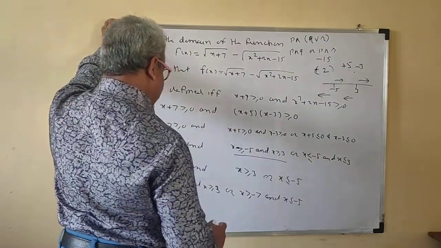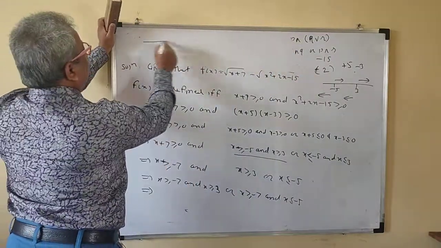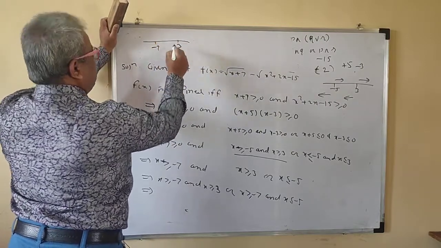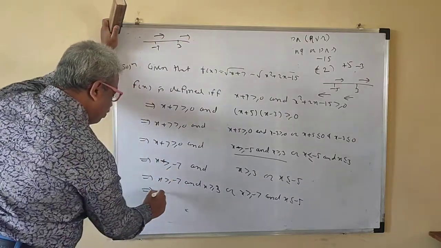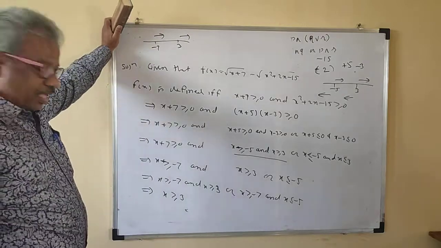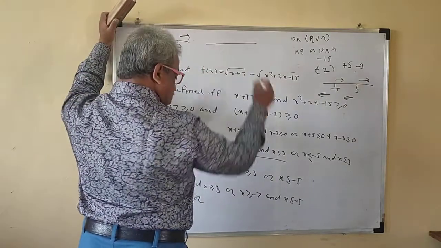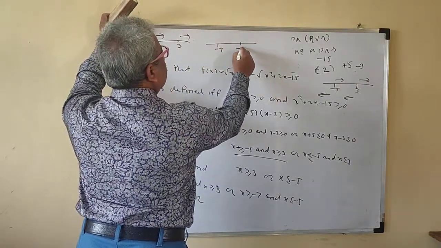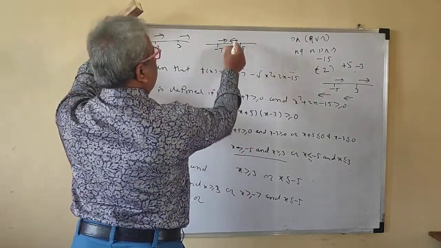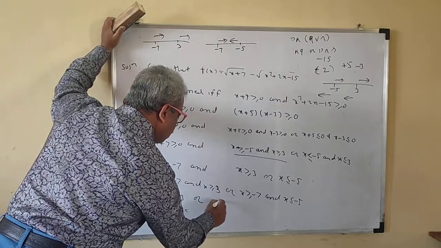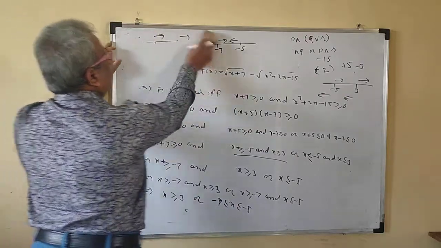So what does this imply again? See, this is minus 7 and 3 here. So your minus 7 is here and your 3 is here. What does it say? x is greater than minus 7. What does it say? x is greater than 3. So it is enough to say that x is greater than or equal to 3. Or here, this is minus 7 and minus 5. What is said? x is greater than minus 7. What is said? x is less than minus 5. So this is minus 7 less than or equal to x less than or equal to minus 5. So, your domain is what then?